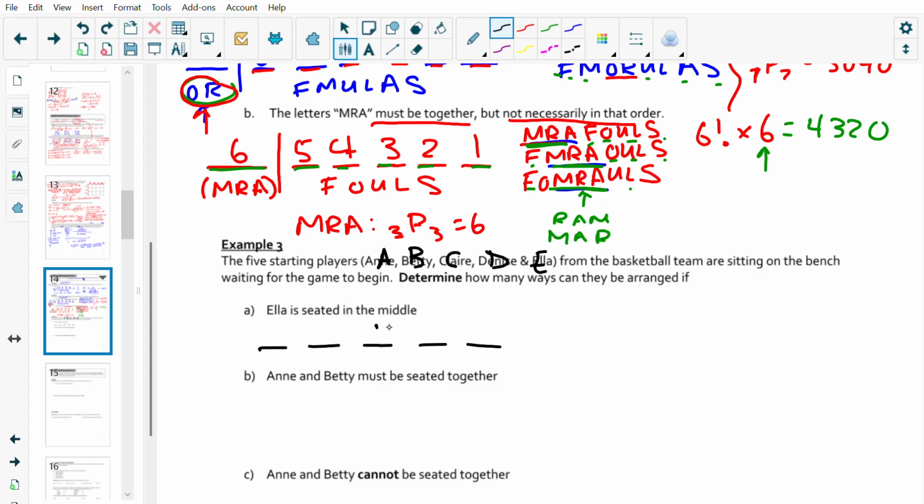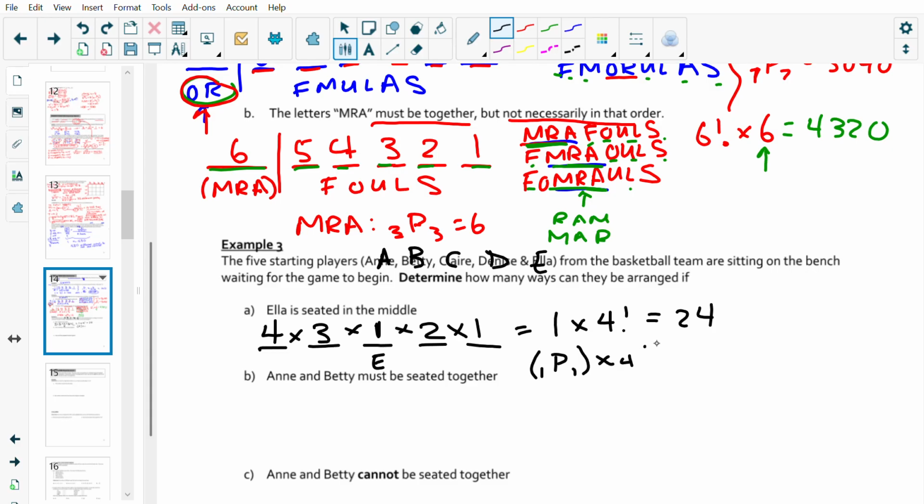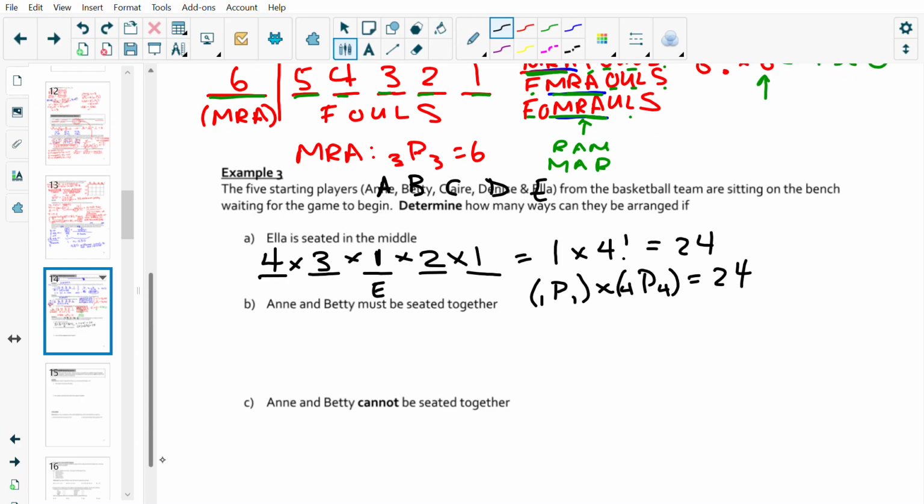Ella is seated in the middle. So Ella, only one choice, right? One way you can do it. Ella is just Ella, one Ella. The other 4 seats, no restrictions. Okay, so this is Ella. The other 4 seats, no restrictions. So 4 players left. So 4 times 3 times 2 times 1. Okay, so 1 times 4 factorial, or 24. Or if we're using permutation notation, the permutation of one thing taken 1 at a time, that's Ella's seat, times 4 things taken 4 at a time, and that still is 24.